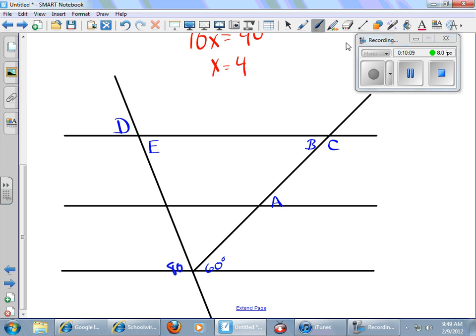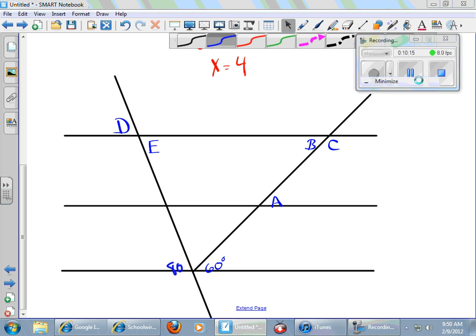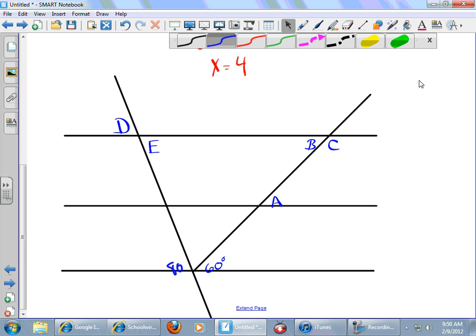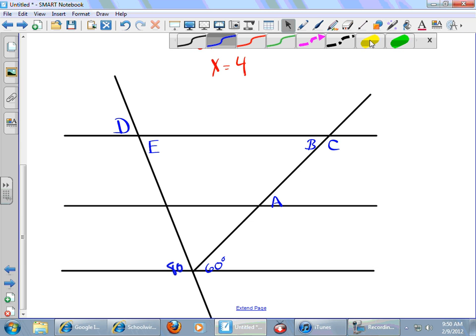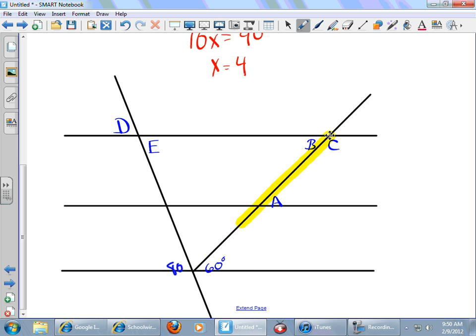All right, now some of you are going to look at this, and hopefully right off the bat you can see an upside down F, or maybe you see a backwards F. Okay, here's an F, which means that 60 and the A are corresponding angles. I'll put 60 degrees in there.